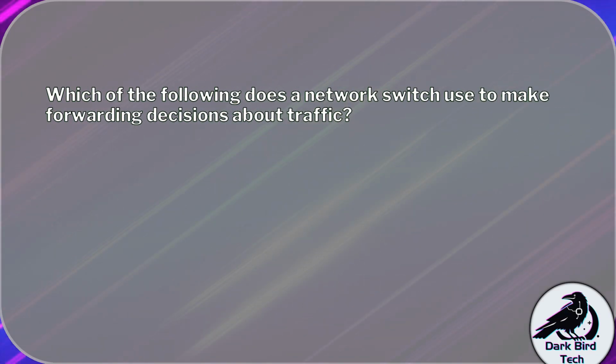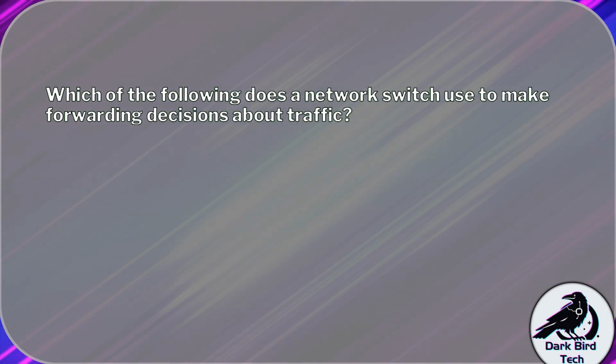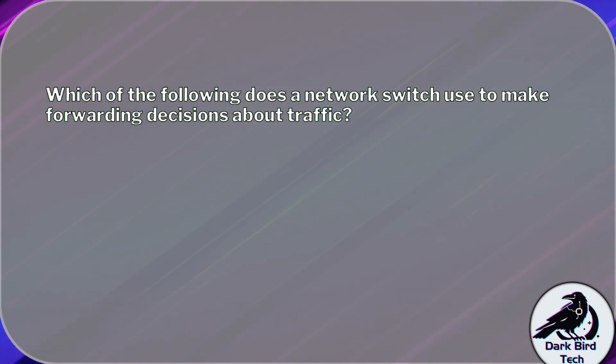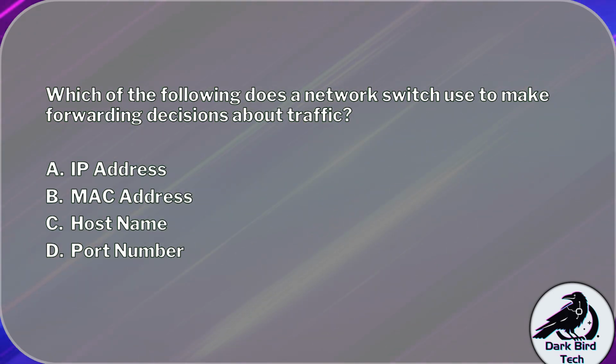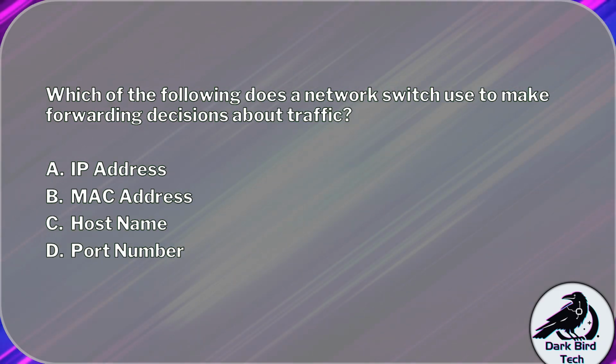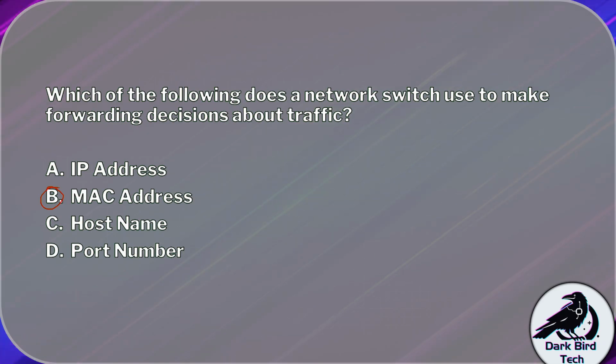Next question. Which of the following does a network switch use to make forwarding decisions about traffic? So let's see what the options are, but hopefully you've already thought of an answer you'd like to see. You've got an IP address, a MAC address, a host name, and a port number. Now, for those of you who remember how switches work, you'd straight away recognize a MAC address is the correct answer. Switches make their forwarding decisions by looking at the source and destination MAC address.